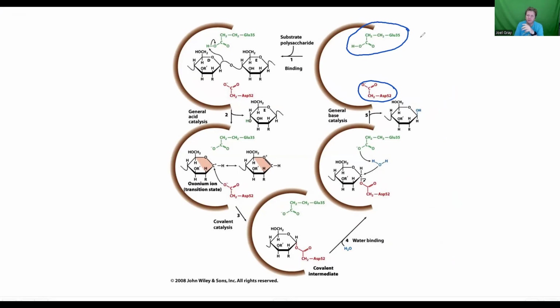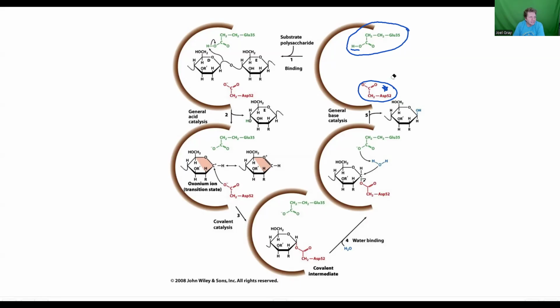Glutamic acid 35. Is this glutamic acid or is it glutamate? Well, right here, it's glutamic acid because it's protonated. Down here, is this aspartic acid or is this aspartate? Well, it's aspartate. It's deprotonated. Okay. So when I look at those residues, my first thought is, all right, there's probably going to be some movement of protons. One of them is going to donate a proton, one's going to accept a proton. Got it. That's my inclination.